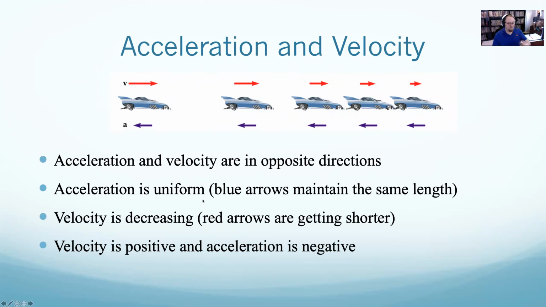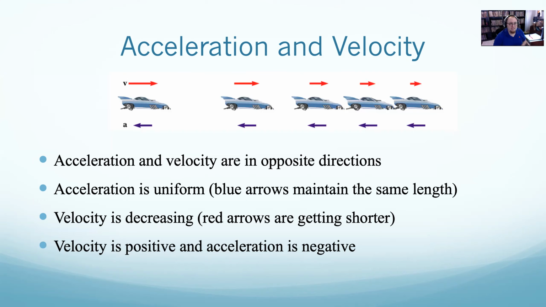The general idea: if acceleration is this way and velocity is also this way, you're going to speed up. If they're both the same, you go faster. If they're both positive, you go faster. If they're both negative, you go faster in the negative direction. But when they're in opposite directions, that's slowing down. If your velocity is positive and your acceleration is negative, you're slowing down in the positive direction.